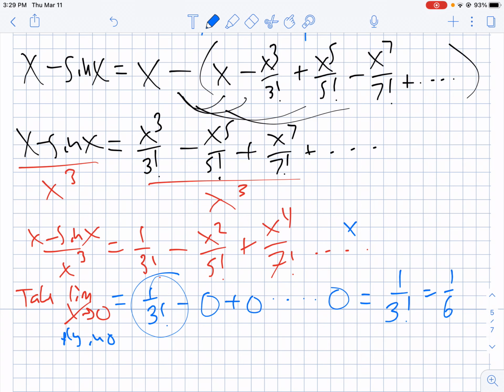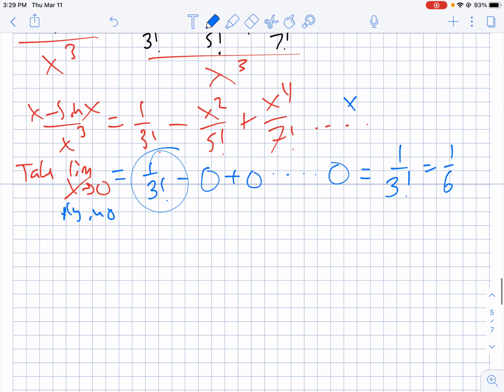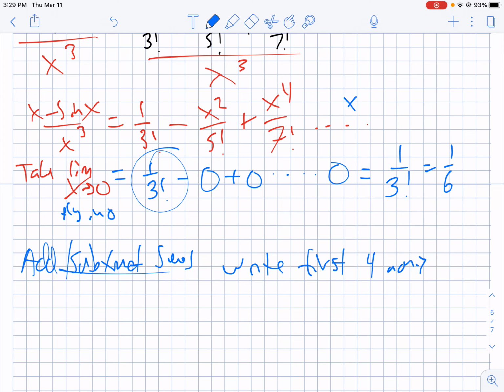In some situations, it really does save you a lot of time. Okay, let's talk about a couple other math operations. Let's talk about adding and subtracting series. Okay, so let's say we have to write the first 4 non-zero terms of the Maclaurin series, let's say, for e to the x plus cosine of x.